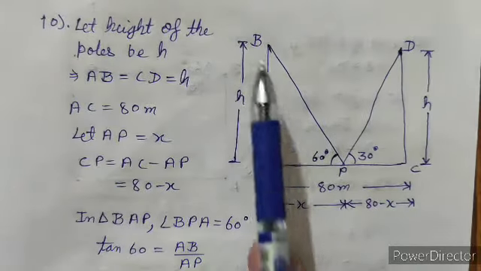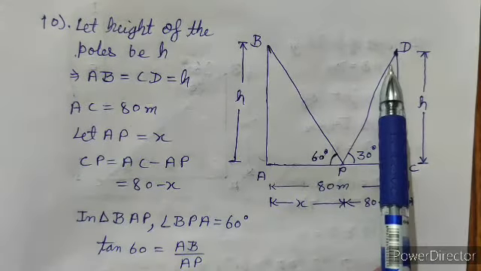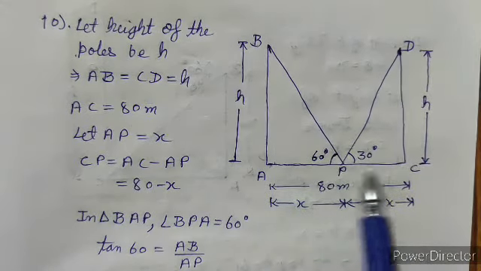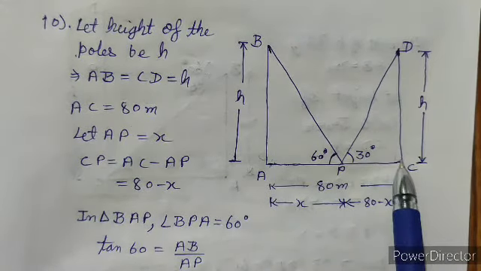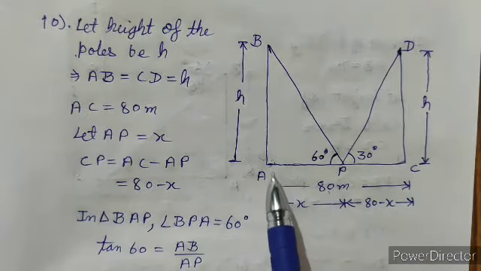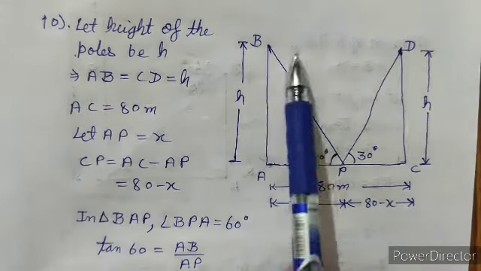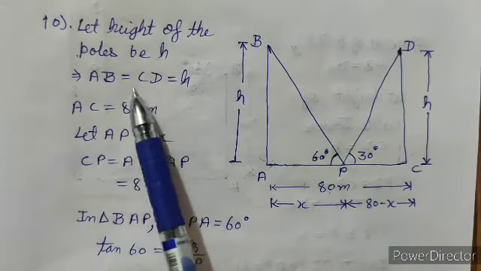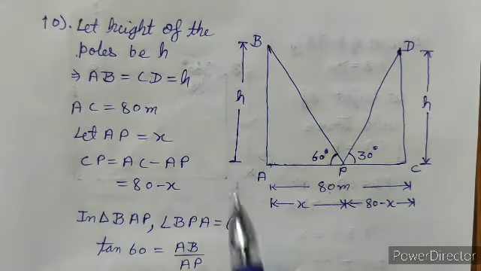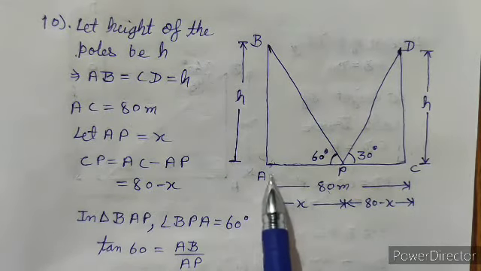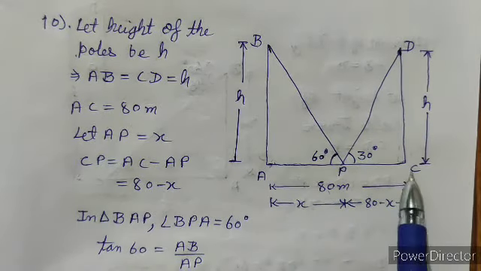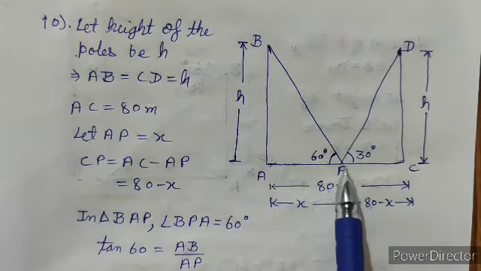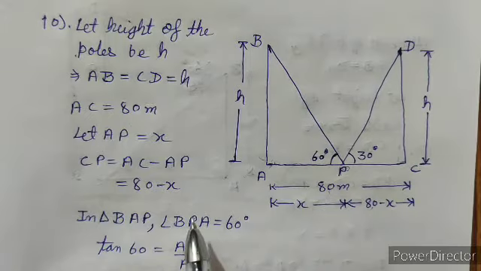Now suppose AB and CD are two poles which are on the opposite side of a road which is 80 meter wide. So here let the height of the poles AB and CD be h. That means AB is equal to CD is equal to h. Now let AP be equal to x. So PC will be equal to 80 minus x. We are taking P as the point of observation.